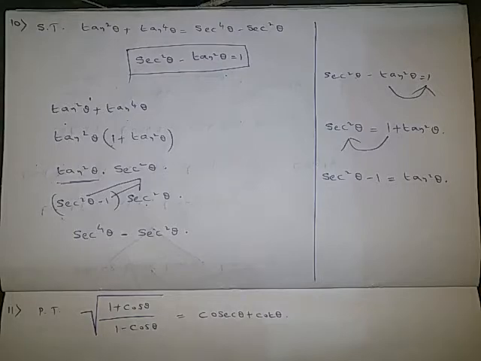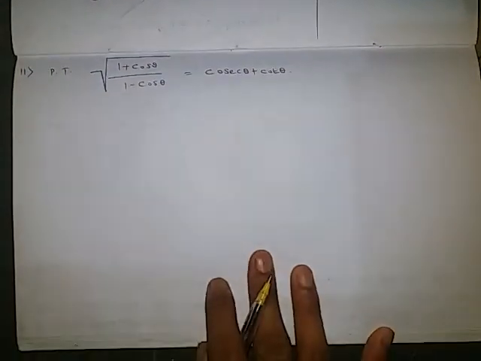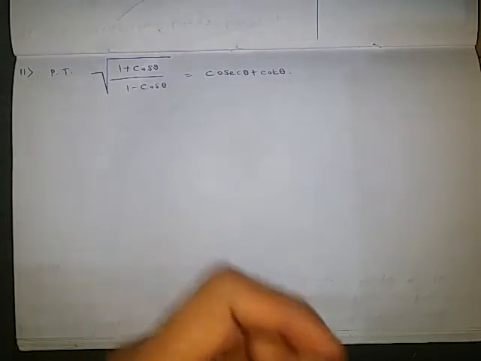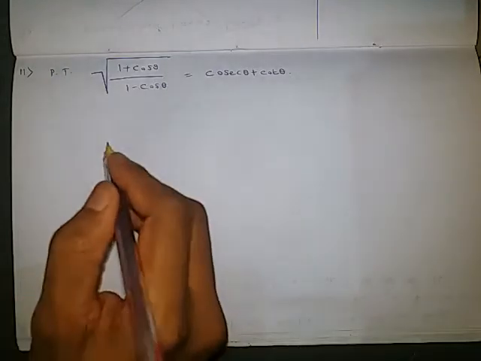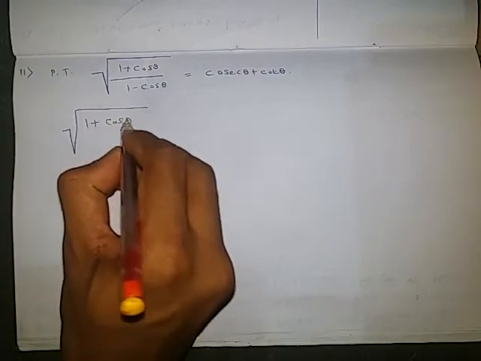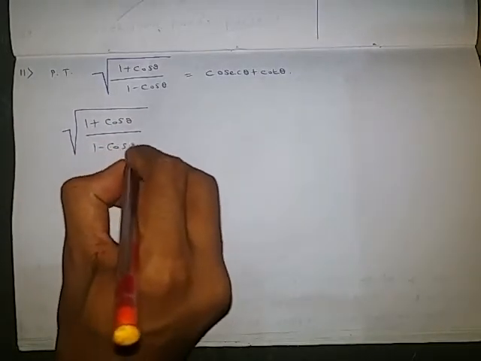Okay, let's move to the next question. This is also one of the very important questions. Prove that under root 1 plus cos theta divided by 1 minus cos theta is equal to cosec theta plus cot theta. So wherever in the total trigonometry chapter you have this square root symbol, use the same concept, that is rationalizing the denominator. So here under root 1 plus cos theta divided by 1 minus cos theta is given.